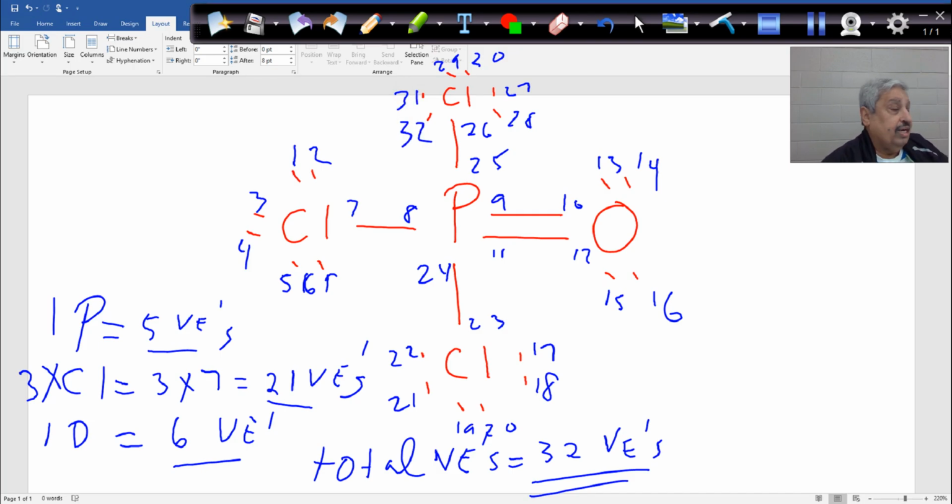This is correct. You can say with confidence, 100% assurance, that this is the correct Lewis dot structure. All the valence electrons are accounted for. None of them is missing. Okay? Any question about this? Okay, let's take ones.